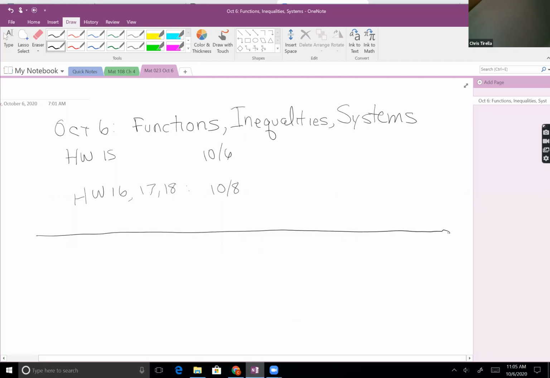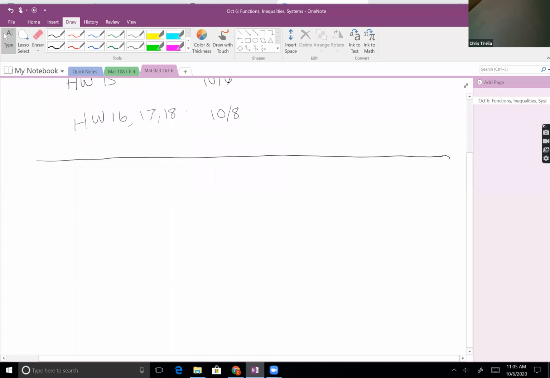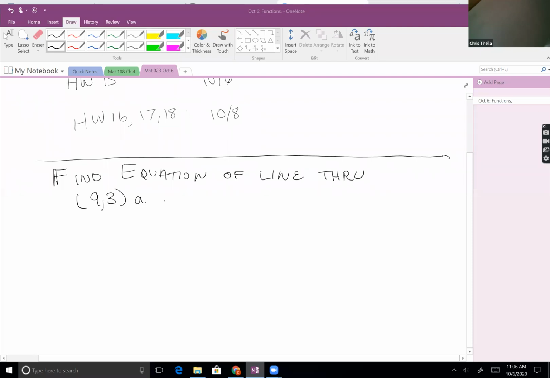recall of what we did last class by looking at an example problem where we're finding the equation of a line. So let's find the equation of a line through the points, let's say 9, 3, and 7, -1.